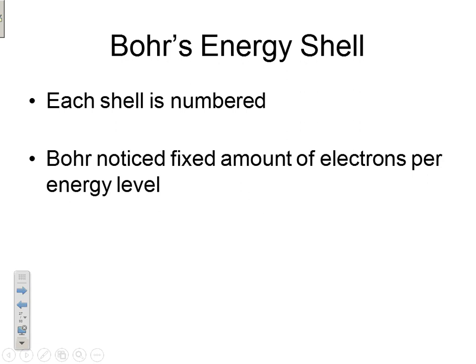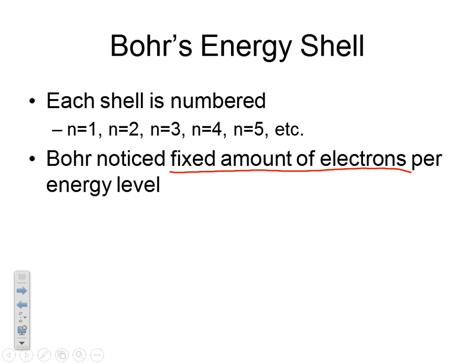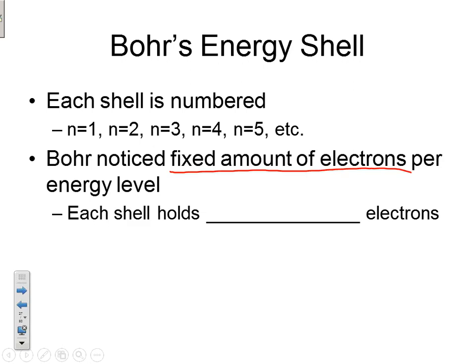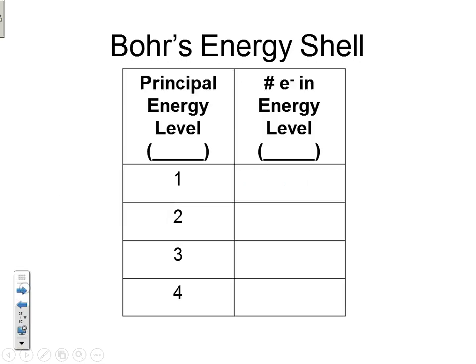Each shell is numbered, right? So we have n equals 1, n equals 2, n equals 3, 4, 5, etc. They can theoretically keep on going forever. In actuality, we don't see them going forever, but theoretically, you can have an infinite number of shells. And more than that, Bohr also noticed that there was only a fixed amount of electrons per shell. So you can't keep on putting electrons in shell number 1. Eventually, it hits capacity. Each shell, he figured out, can only hold 2n squared electrons. Whatever your n value is, square it, multiply it by 2, and that's how many electrons total can fit in that shell. So there is a pattern, and that's what we're going to look at here.